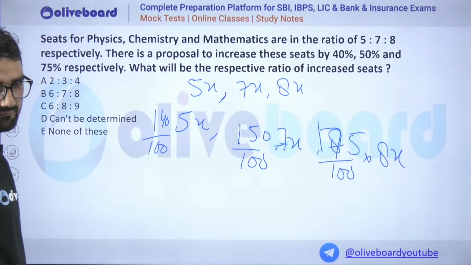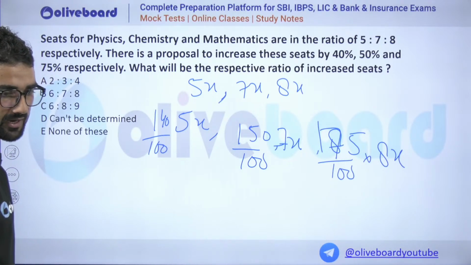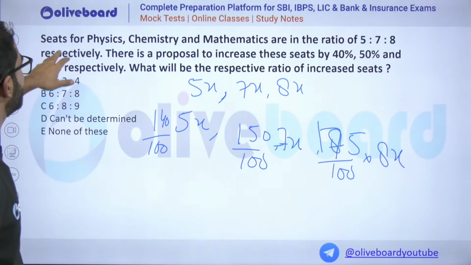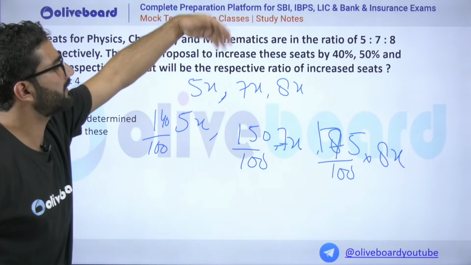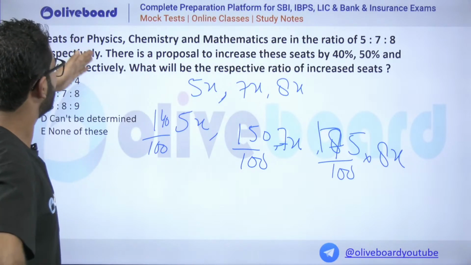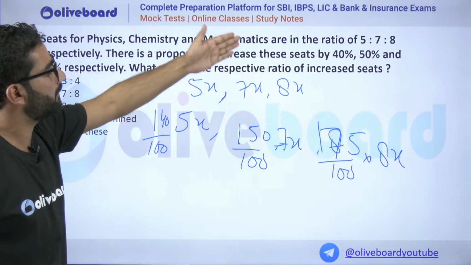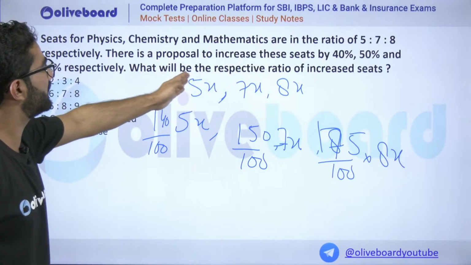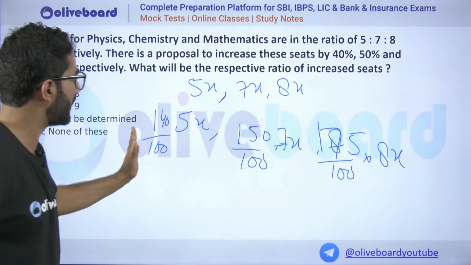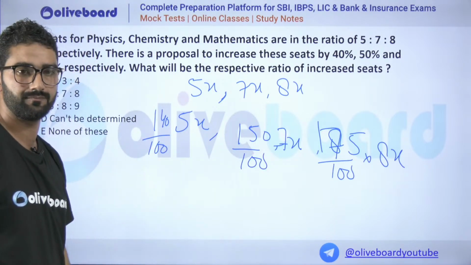Yes, Rohit says A, Weber says A. Okay, now if you see the question, the seats for chemistry are given in that ratio only. It was given 5x, 7x and 8x. There is a proposal to increase the seats by 40%, 50% and 70% respectively. What will be the respective ratio of increased seats? We have to calculate the ratio for this.